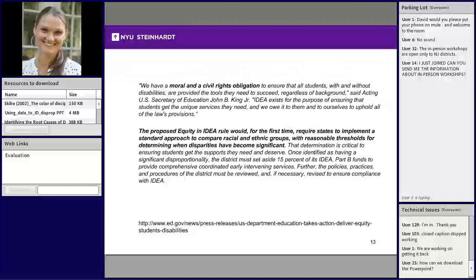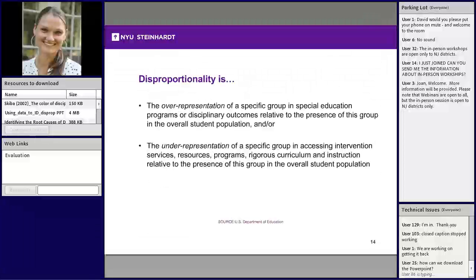And so the bolded text, speaking to the changes in legislation, says the proposed Equity in IDEA rule would for the first time require states to implement a standard approach to compare racial and ethnic groups with reasonable thresholds for determining when disparities have become significant. So if you're confused on what disproportionality is, or if it's confusing to understand how it manifests in your state, your district, or across the United States, it's understandable because it is something that's still being worked out within legislation.